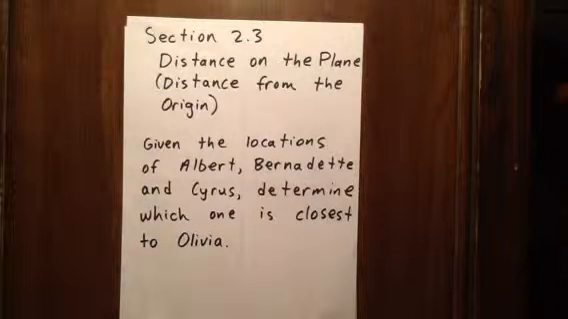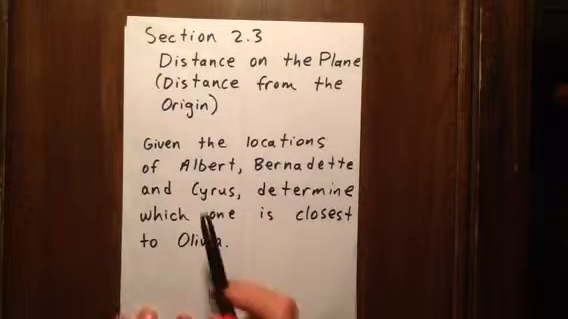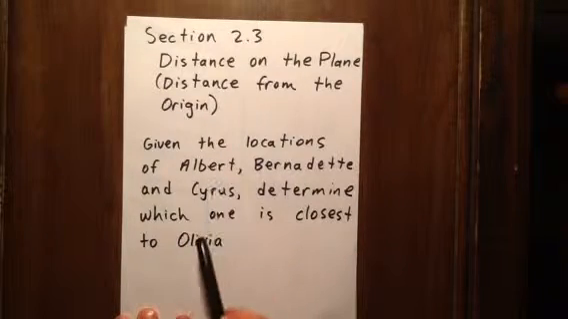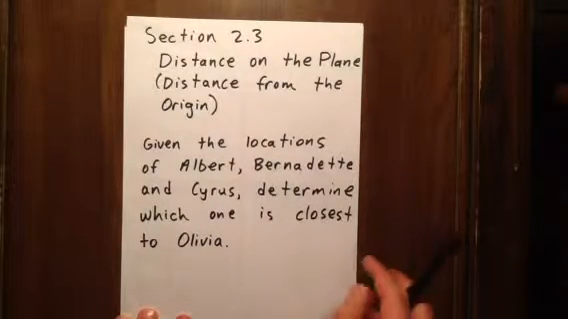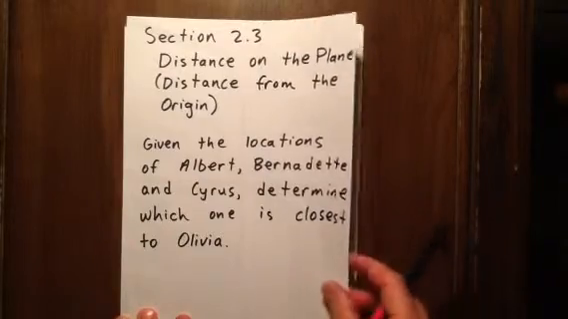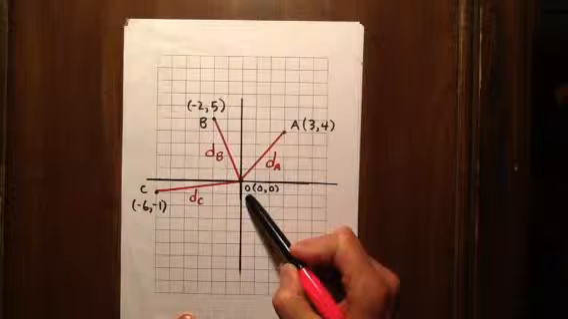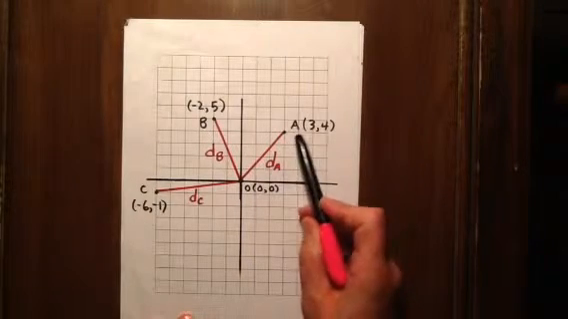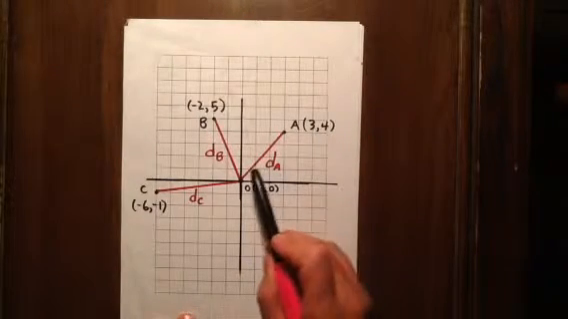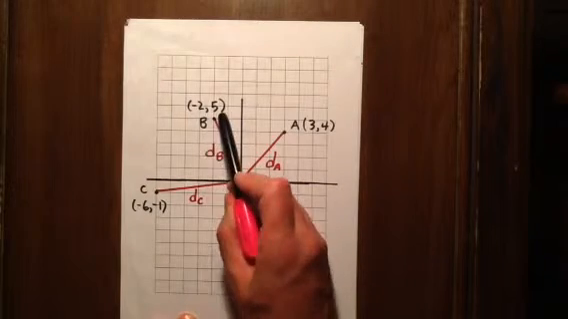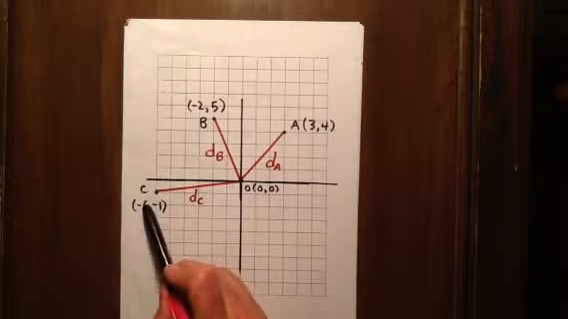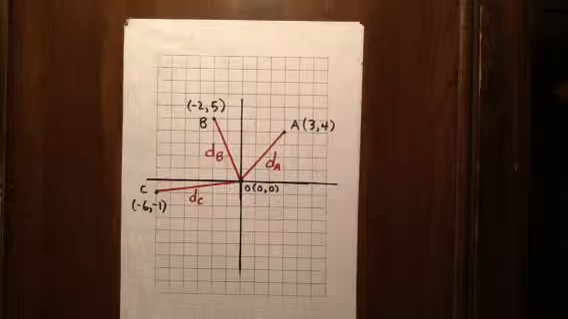For our next lesson, we're going to talk about the distance on the plane, specifically the distance from the origin. Now, to introduce this, I want you to imagine Albert, Bernadette, Cyrus, and Olivia are all on a Cartesian plane as such. Olivia is at the origin. O stands for Olivia. Albert is at the point 3, 4. Bernadette is at the point -2, 5. And Cyrus is at the point -6, -1.